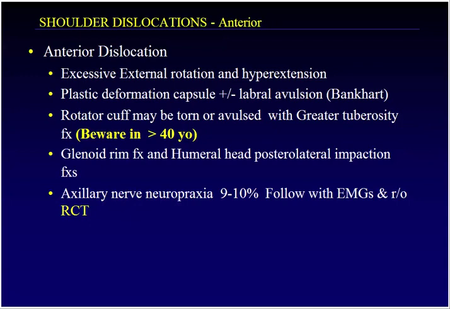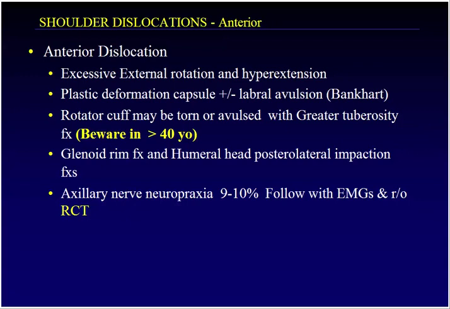And you really have to be aware of that in the older patient with a shoulder dislocation. So a patient older than 40 years old, definitely when you see a patient with a shoulder dislocation, be concerned about the possibility of damage to the rotator cuff. Glenoid rim fractures can occur with avulsion of the anterior capsular structures, and you can have the Hill-Sachs lesion, which is a posterolateral impaction fracture of the humeral head.